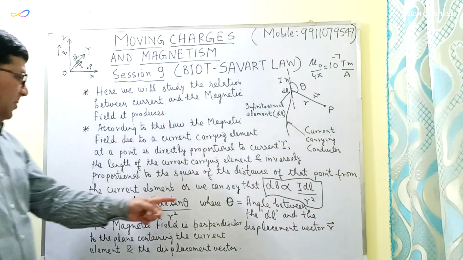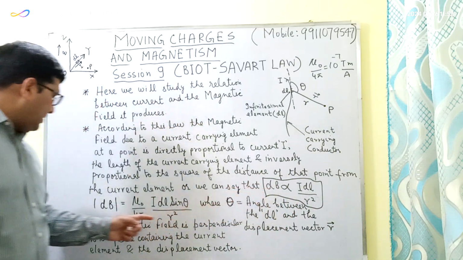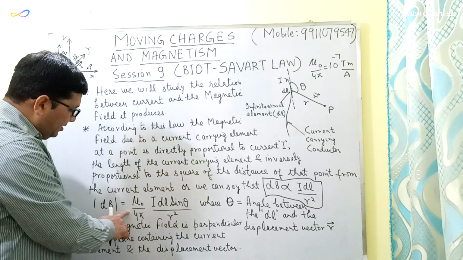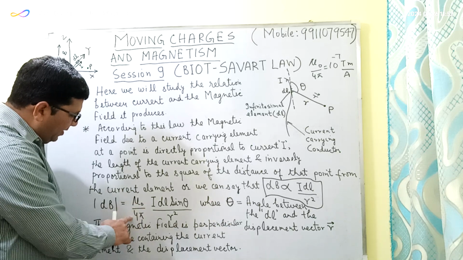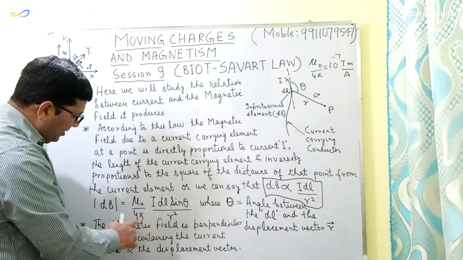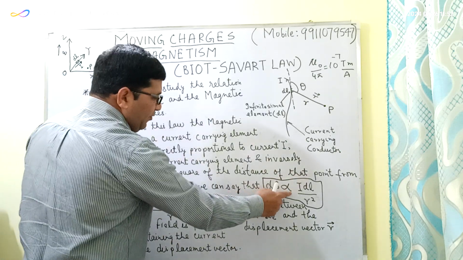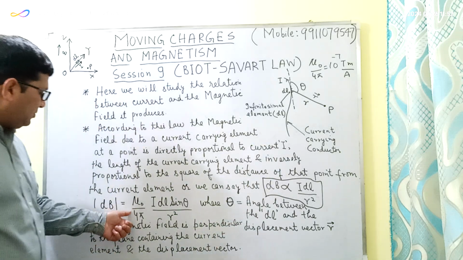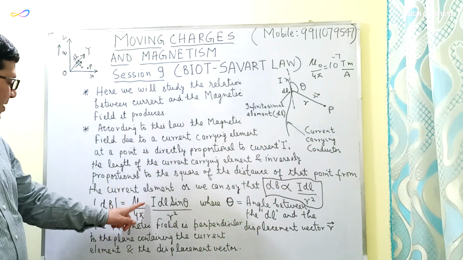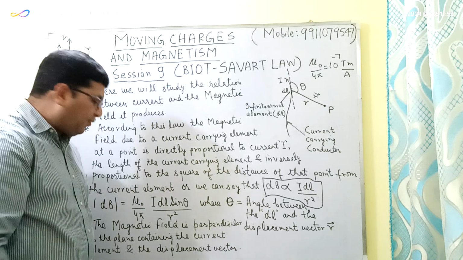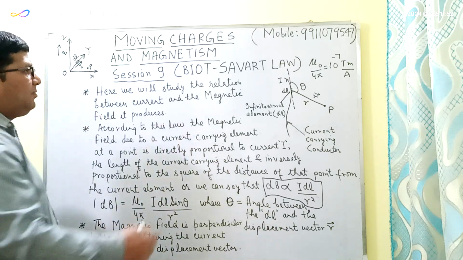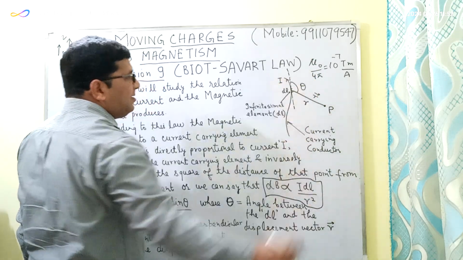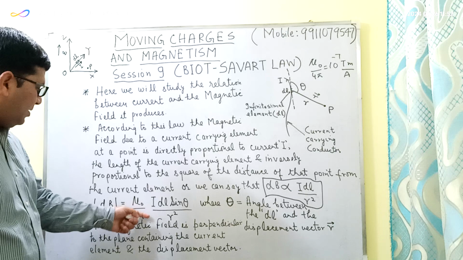Now this equation has been rewritten as mu naught divided by 4 pi, I dl sin theta upon r square. Here what we have done is we have replaced this proportionality sign with a constant. This constant is mu naught upon 4 pi, where mu naught is the permeability of free space or vacuum, and the value of mu naught upon 4 pi is 10 to the power minus 7 Tesla meter per ampere. So this is a constant.